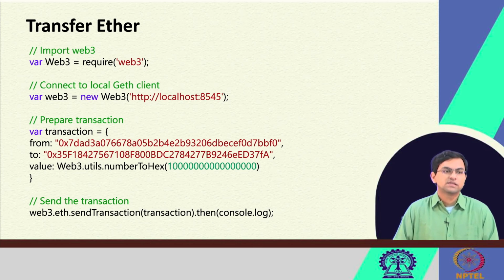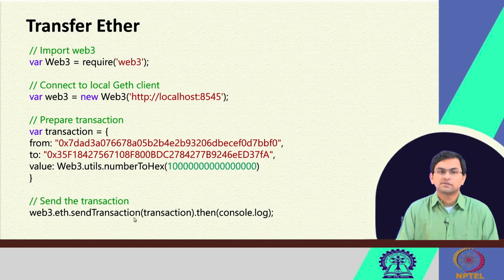So, we will be using this utility called number to hex. Number to hex will take the input, which is in decimal, and convert it to hexadecimal format. Okay. So, this transaction variable is defining the actual transaction that we are doing, mainly the parameters.